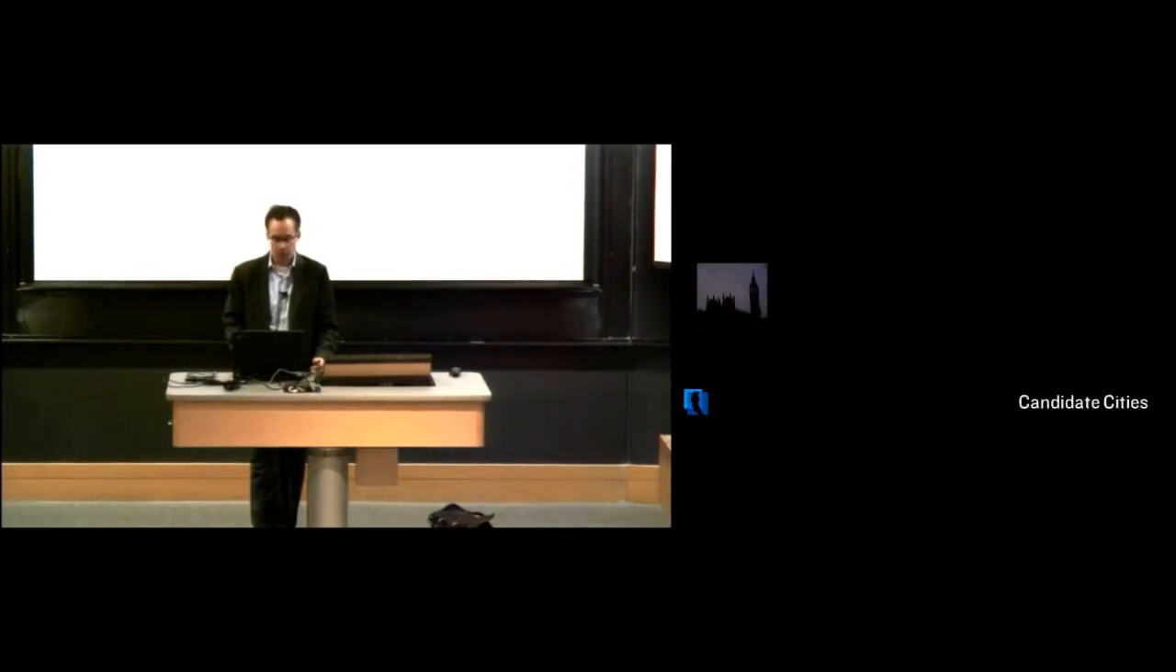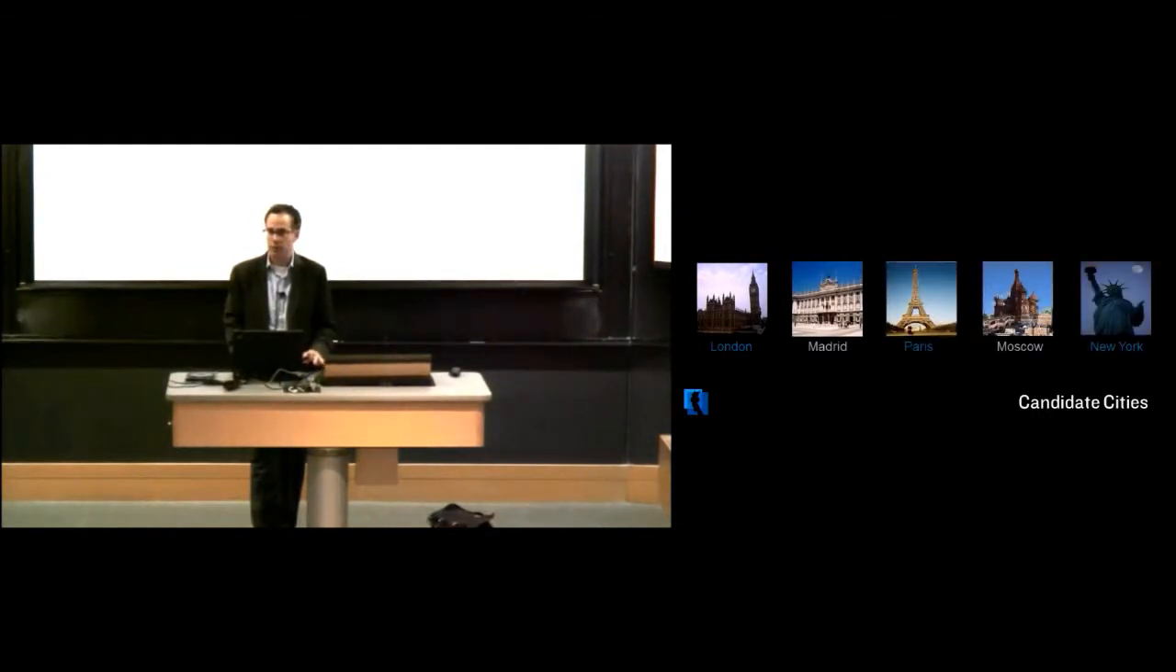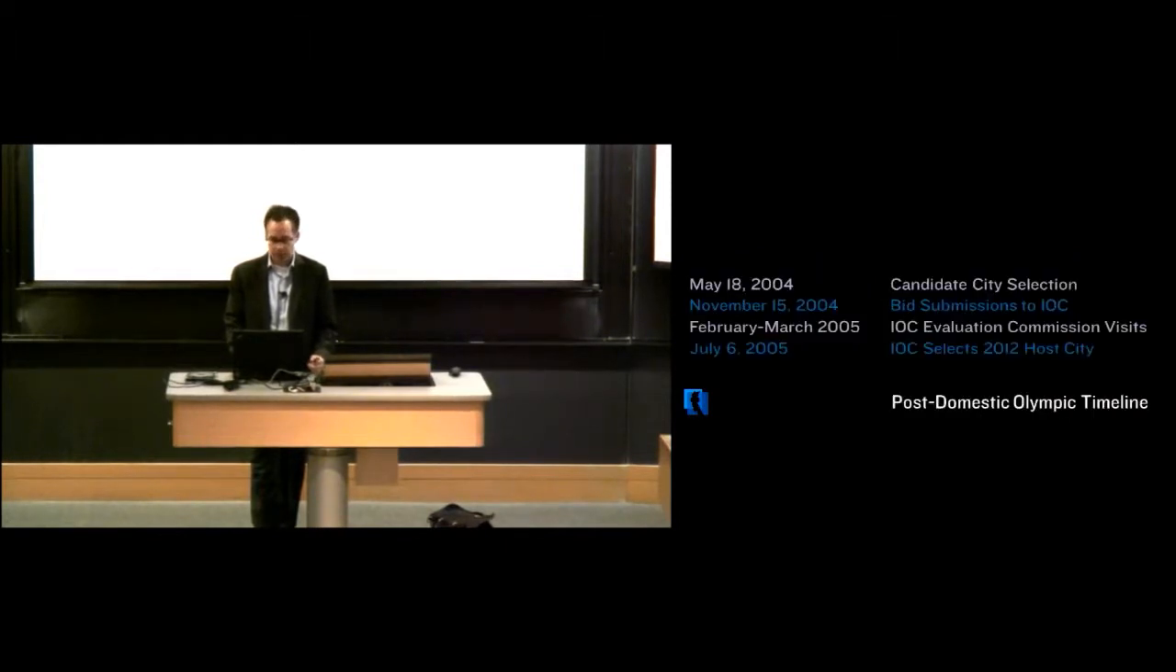So we'll start with New York City's 2012 bid. And to put things in perspective, the bid process works with each country. Their Olympic committee can determine if their country has a city that wants to bid, and there's a selection process to determine candidate cities. So for 2012, there were 5 cities selected: London, Madrid, Paris, Moscow, and New York.